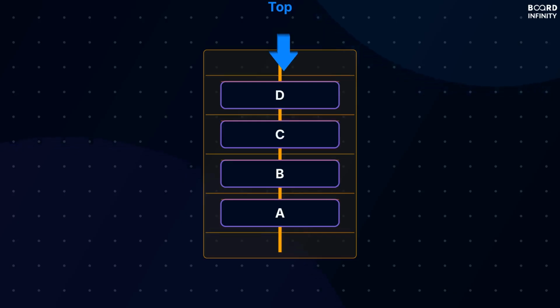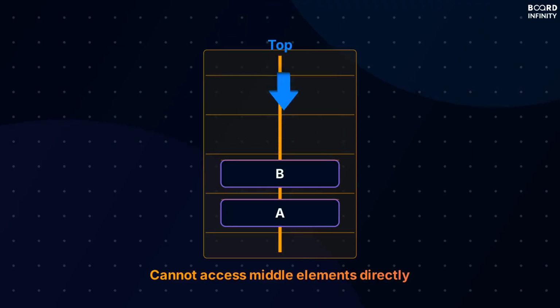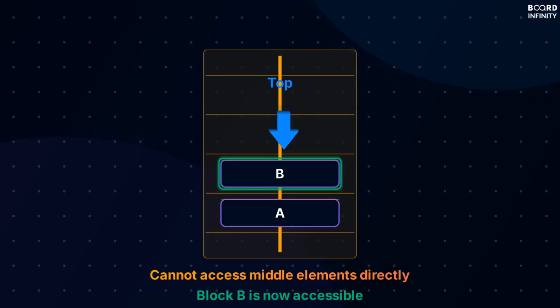A defining characteristic of a stack is its single access point. You can only interact with the topmost element. Attempting to access an item deeper within the stack, like block B here, is simply not permitted. To access any element deeper in the stack, you must first remove all the elements above it. Only when an item reaches the top does it become accessible for operations. This strict protocol ensures the integrity of the LIFO principle.